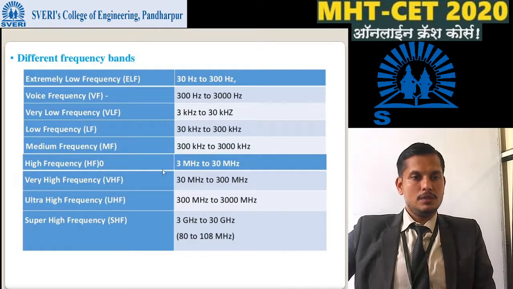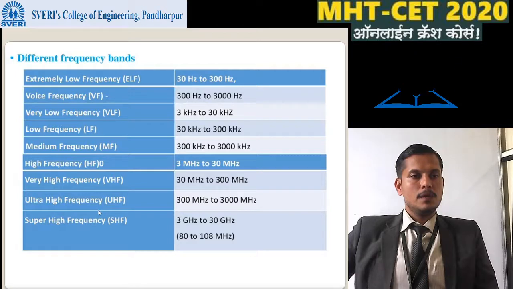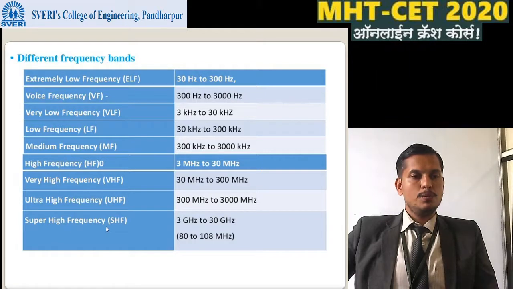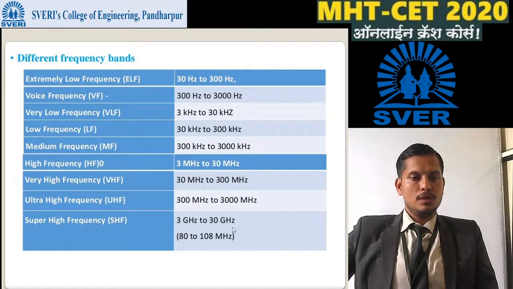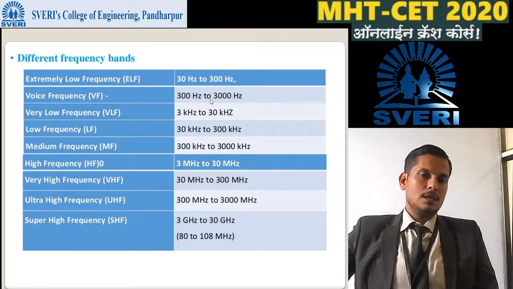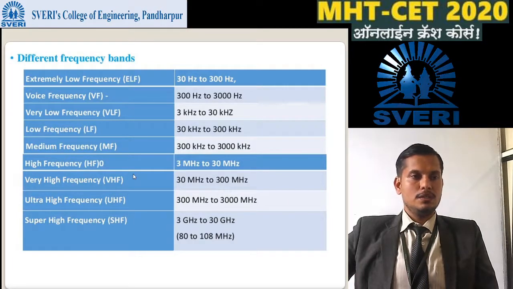Next one is high frequency, which is 3 MHz to 30 MHz. Then we are increasing that level, that is very high frequency, 30 MHz to 300 MHz. Then ultra high frequency, which is 300 MHz to 3000 MHz. And last is super high frequency, which is 3 gigahertz to 30 gigahertz. So these are different frequency bands, and in these bands different signals and different channels are working under these various ranges, which start from extremely low frequency and whose maximum end is called super high frequency.